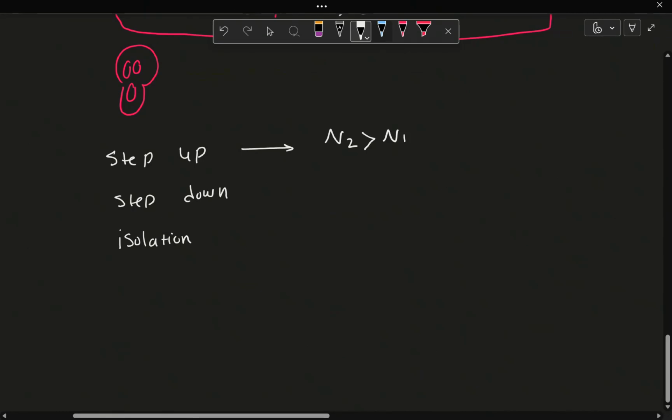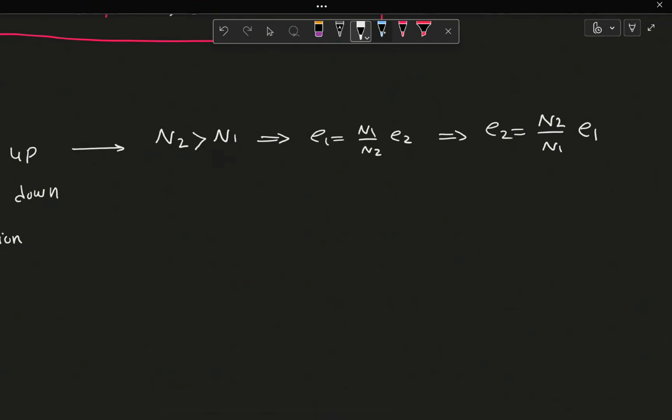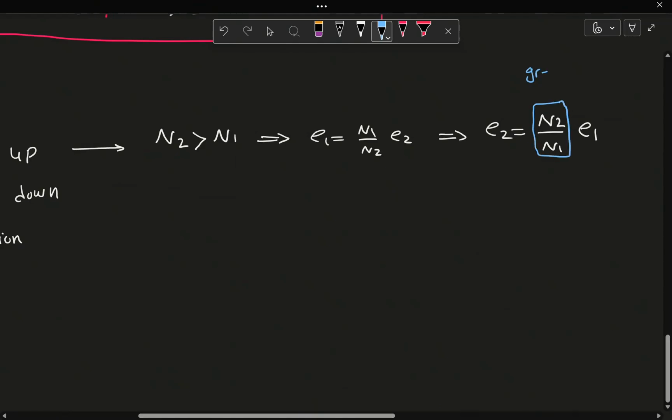When you write down the equation for these, E1 equals N1 over N2 E2. If you rearrange these terms and solve it for E2, you see that E2 is in fact equal to N2 over N1 E1. So I just multiply everything by N2 over N1. And you see that if N2 is greater than N1, this number is greater than 1, so the voltage on the second side would be greater than the voltage on the first side.